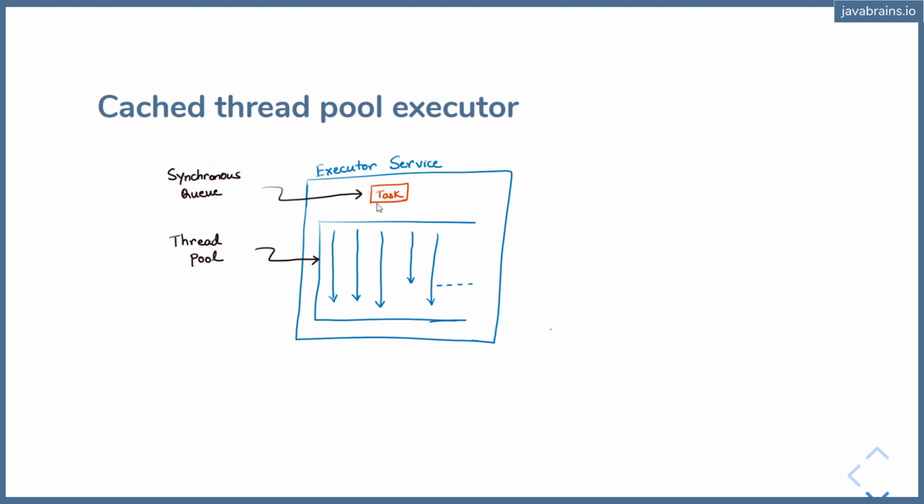At least until the time this cached thread pool executor service has the ability to schedule it, all right? If there is an available thread, it's going to take that runnable and give it to the available thread. If there isn't one, it is going to create a new thread and then give it. So at any point of time, there's only going to be one thing which is waiting in a way.